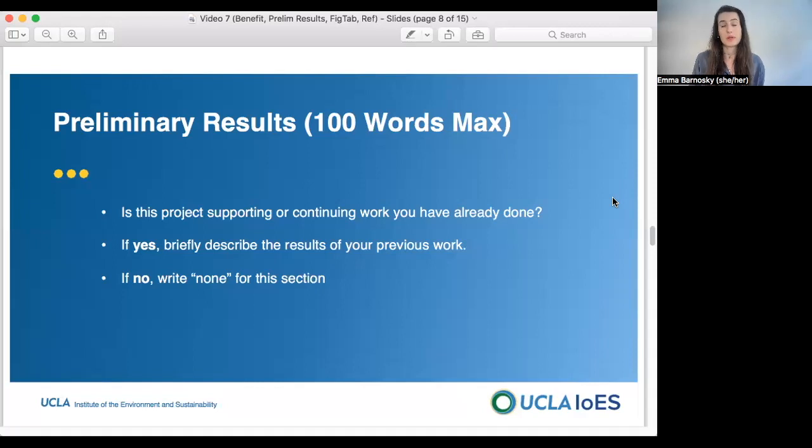Next is your preliminary results section, which can be brief. We only have 100 words here maximum. But the important thing to include in this section is whether your proposed project is supporting or continuing work that you have already done. And if yes, briefly describe the results of your previous work. If no, it's completely acceptable to just write none for this section and move on.